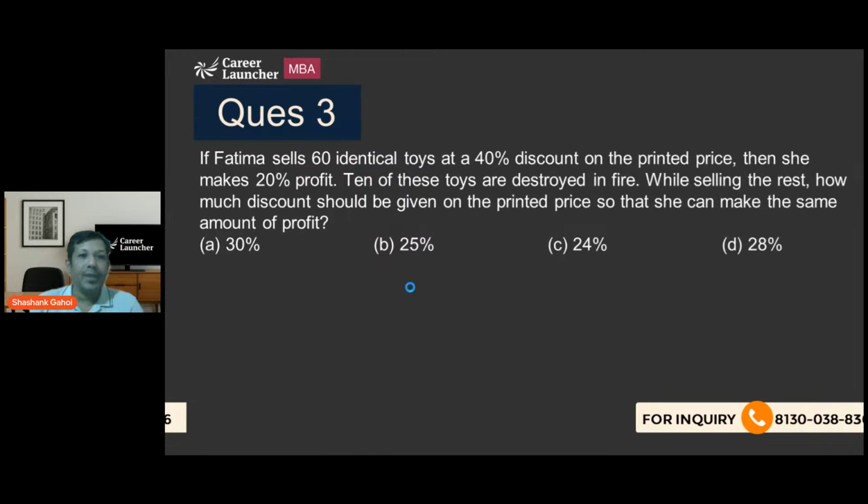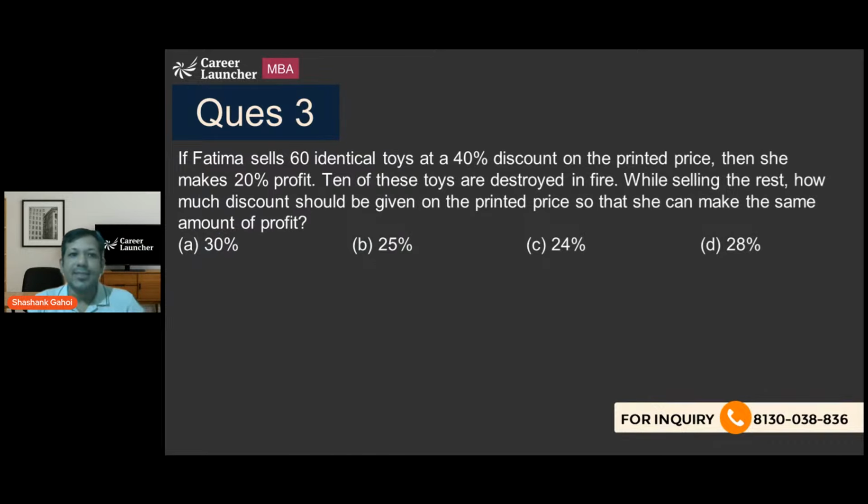Okay. Now, if Fatima sells 60 identical toys at 40% discount at a printed price. So printed price is what? That is mark price only. She then makes a profit of 20%. So after giving a discount of 40%, she still makes 20%. I'm going to do the same: cost price, sale price, mark price. So cost price is how much? I am assuming cost price is 100.